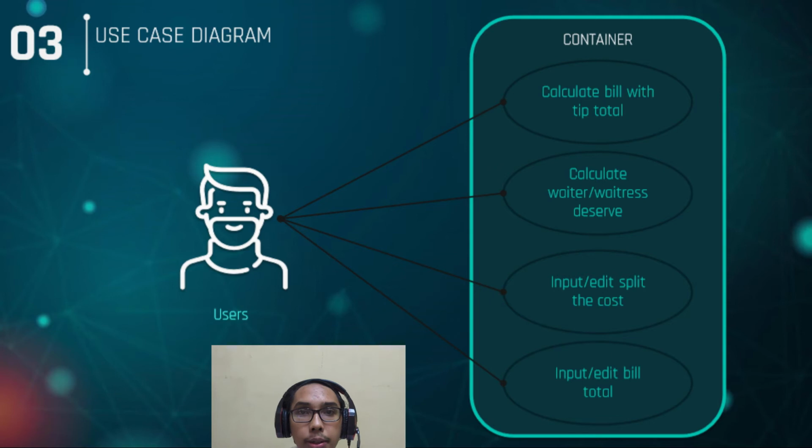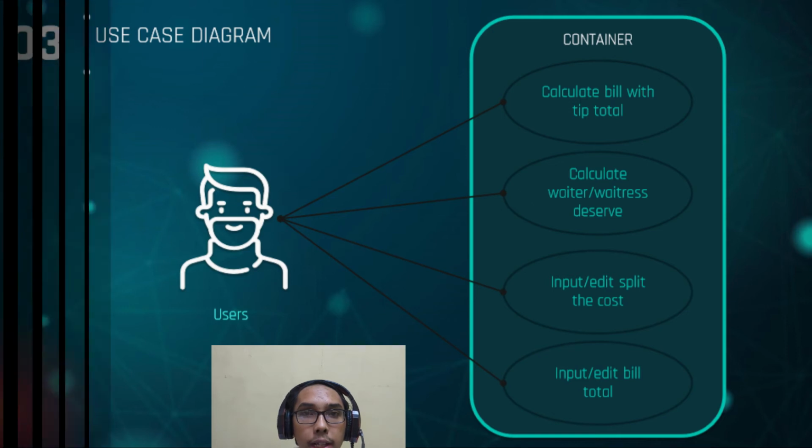Now I will explain the use case diagram. The user can calculate the tip total. The user can calculate what the waiter or waitress deserves. After that, the user can input or edit the split cost, and also the user can input or edit the bill total.